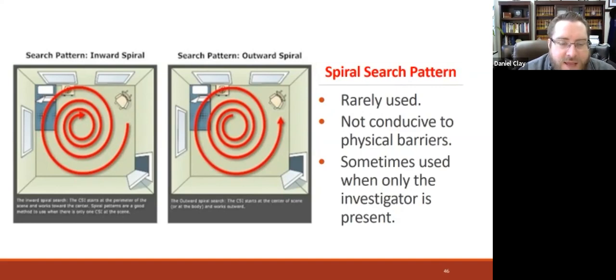See, there's two ways we can do it. We can start from the outside of the room and spiral in, theoretically covering most of the room in tighter circles till we get to the body or the point of the room that we're interested in. That's our end point.